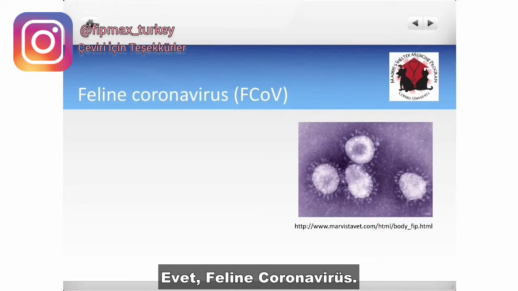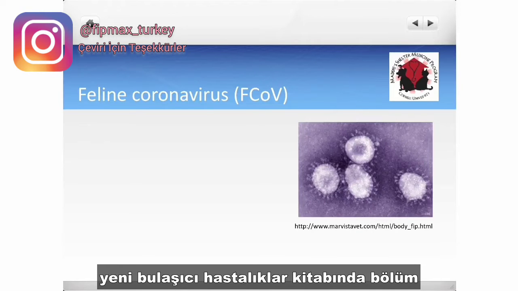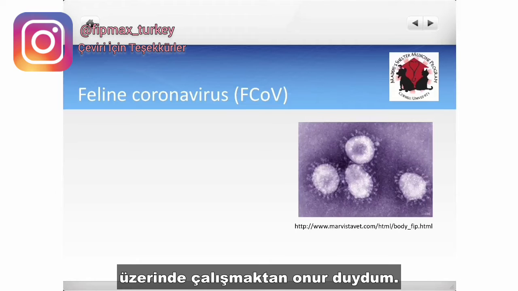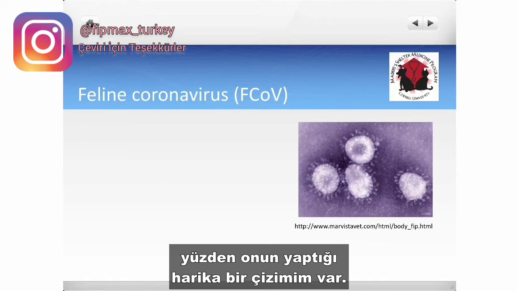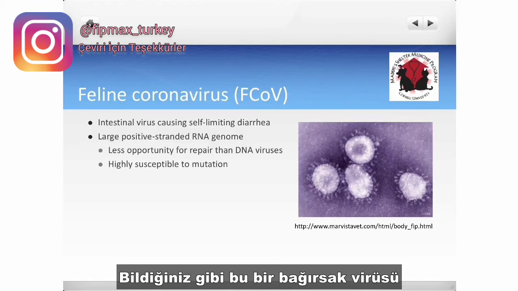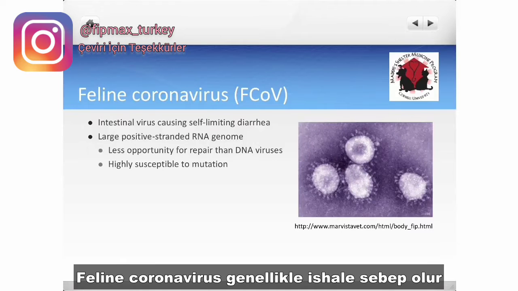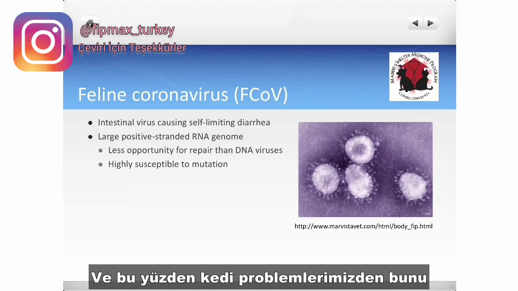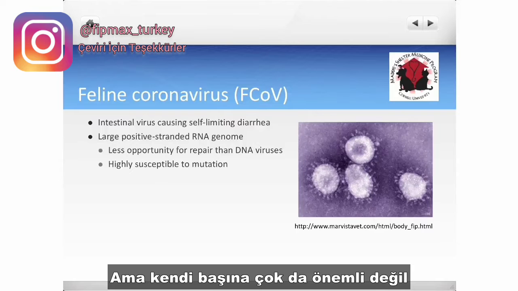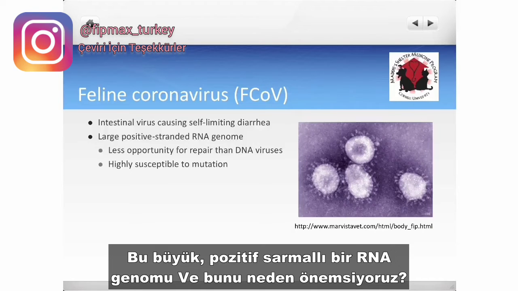So, feline coronavirus. It's a pretty virus, I think. I had the honor of working on the chapter in the new infectious disease for shelter medicine book, and Dr. Lori Peek from Maddie's Fund actually illustrated this virus for me. I have an amazing drawing that she did of it. It's an intestinal virus, as you know. Generally, feline coronavirus causes a self-limiting diarrhea, and it's ubiquitous in our cat populations. We're never going to eliminate that from our cat populations, but on its own it's not a big deal. It's a large positive-stranded RNA genome, and why do we care about that?